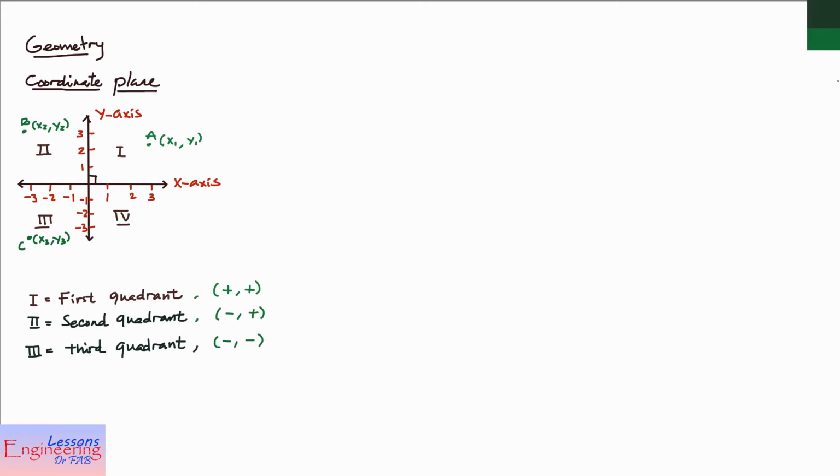The last quadrant is the fourth quadrant. In the fourth quadrant, again, let's assume a point here. Let's call that point D, and the coordinates for that point are x4, y4. So x values are positive and y values are negative. We'll always refer first to x values and then to y values in the same way.